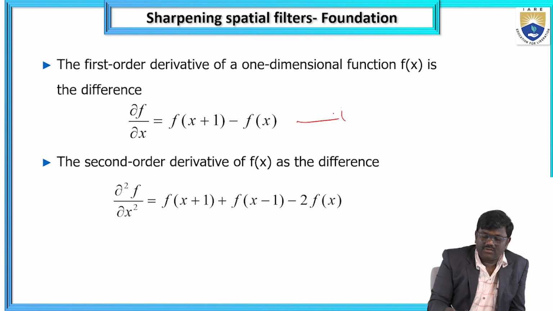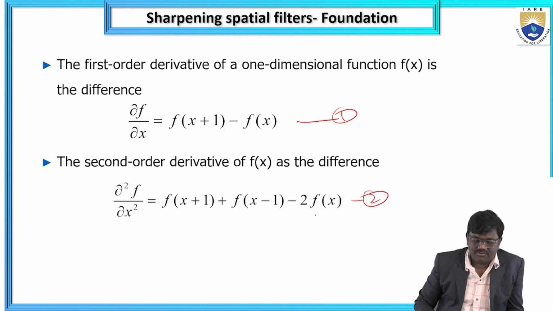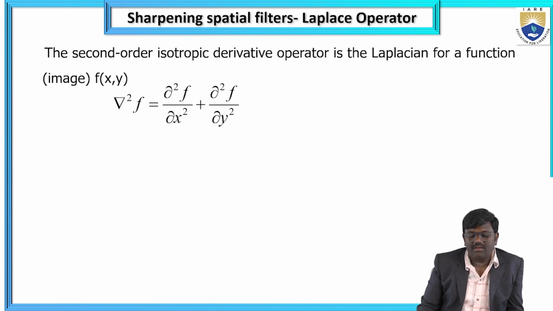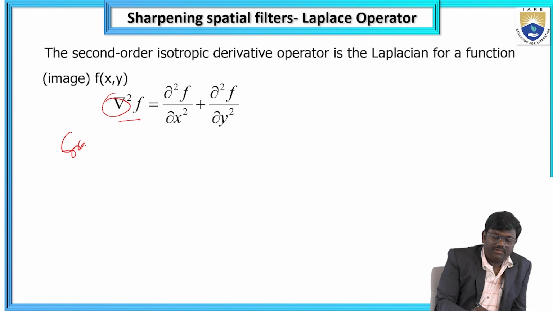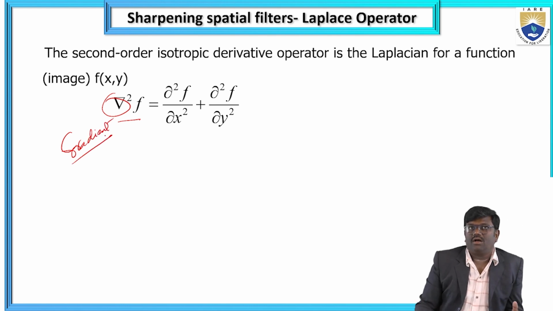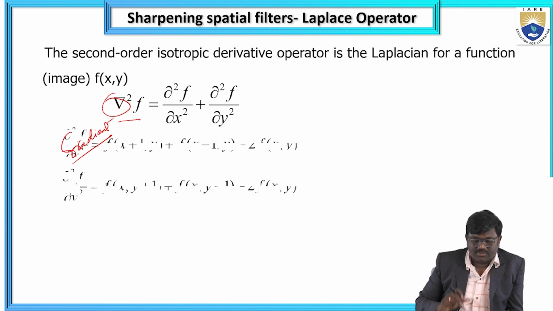We see here this is first order, this is second order, which we had discussed earlier. The second order isotropic derivative operator is applied in terms of the Laplacian for a particular function of the image: ∇²f = ∂²f/∂x² plus ∂²f/∂y². This is nothing but the gradient, which we call gradient square, or the capital sigma. So the gradient value changes according to the second order of the selected image of the object function.